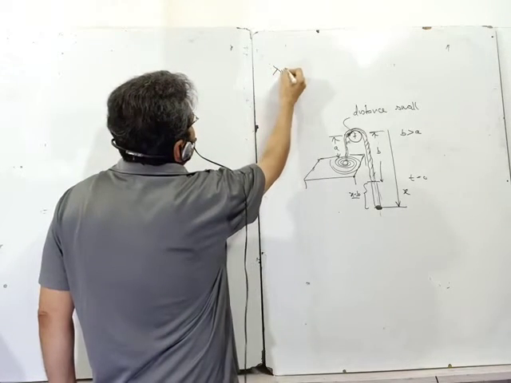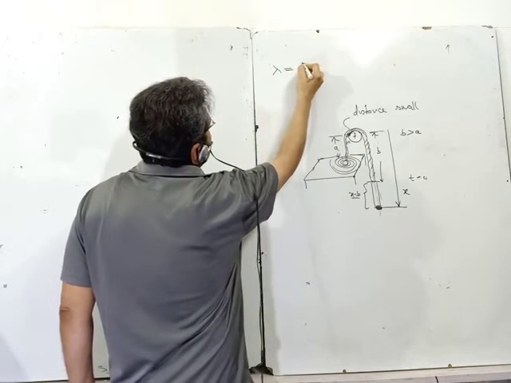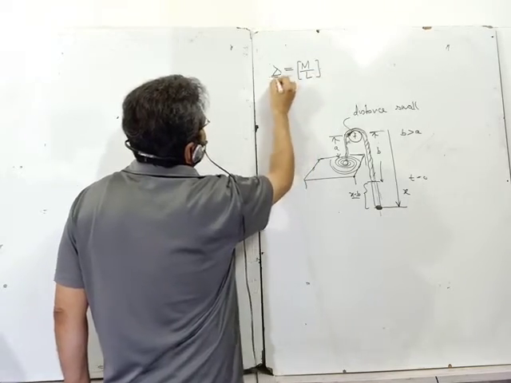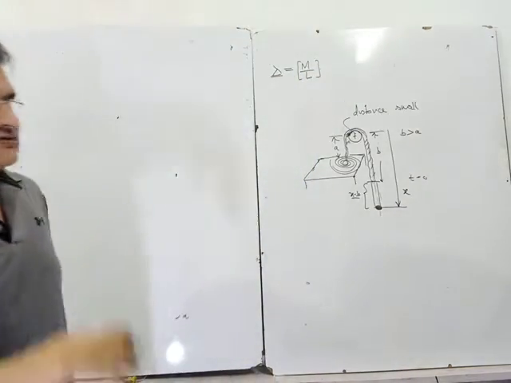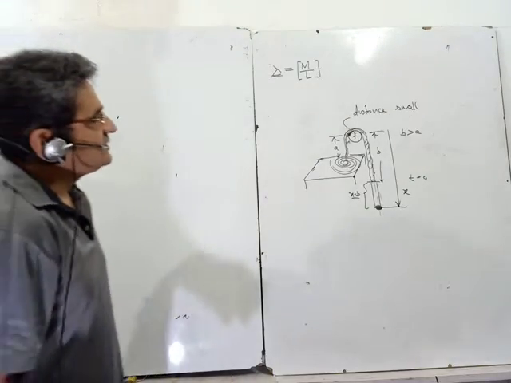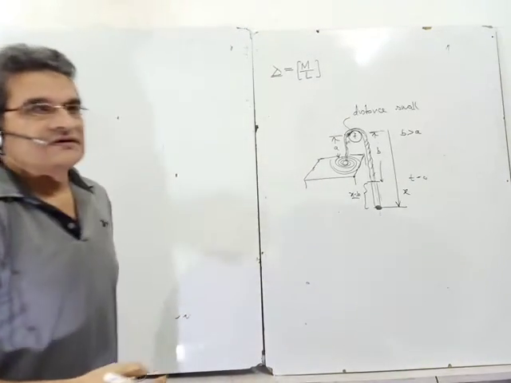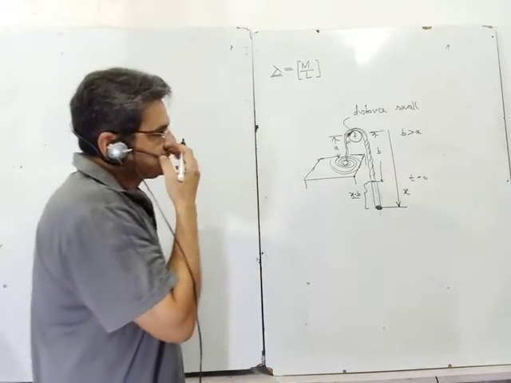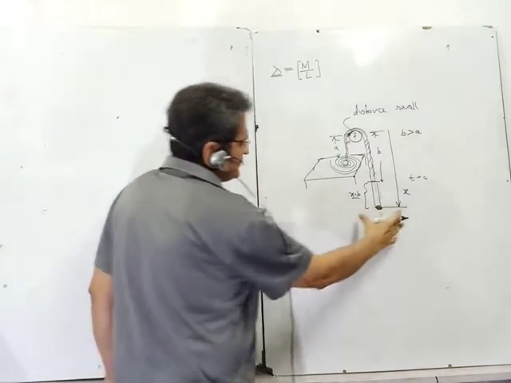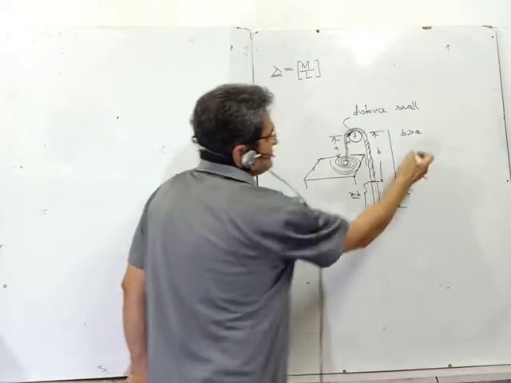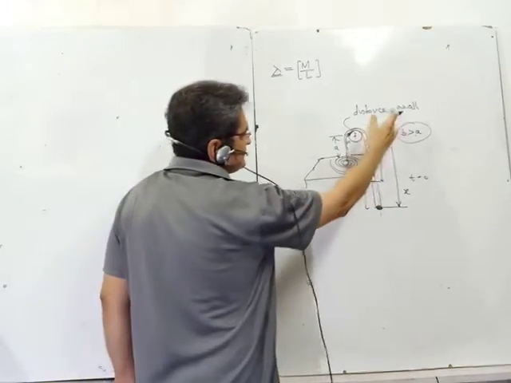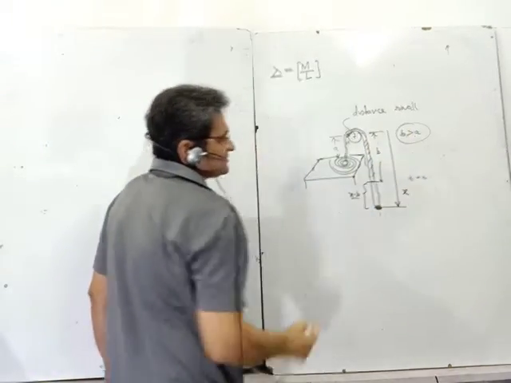Let lambda be the mass per unit length. Let capital M be the mass of the chain and capital L be the total length of the chain. I am concerned with lambda right now. Now let us see how the motion happens. I should also mention B is greater than A, only then it will start falling. At a certain instant, say the lower end is at a distance x.